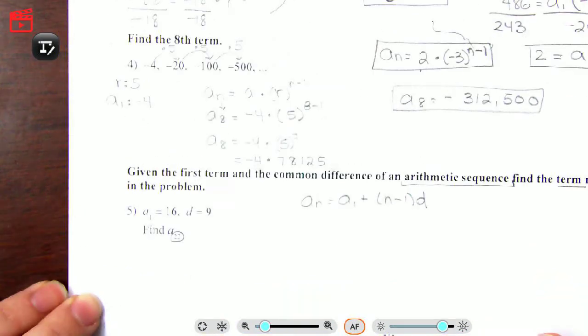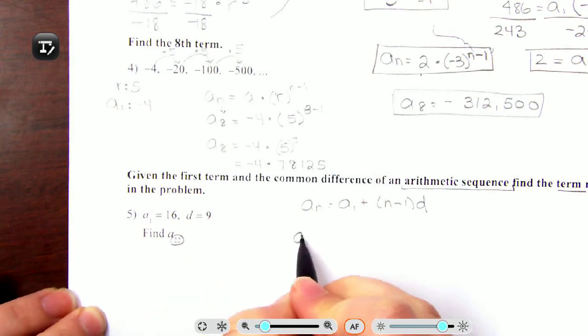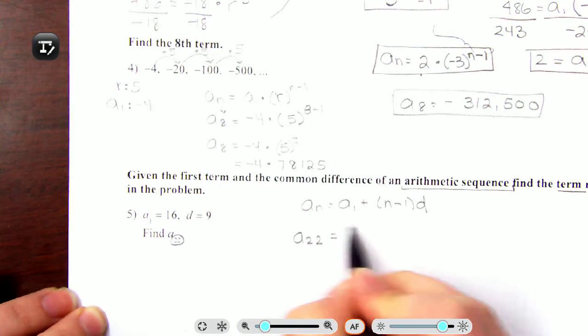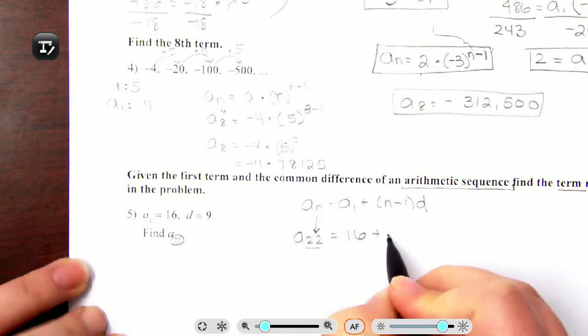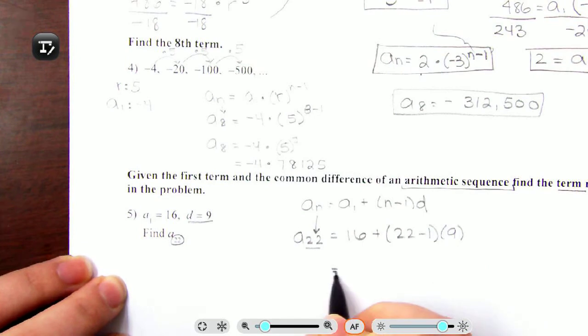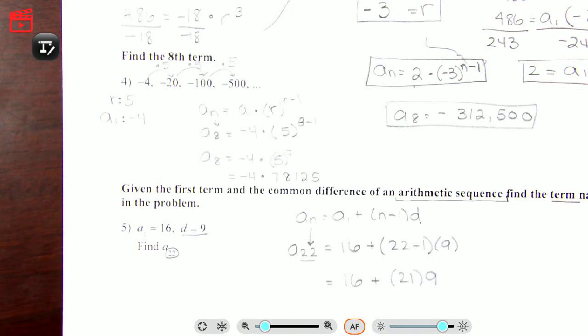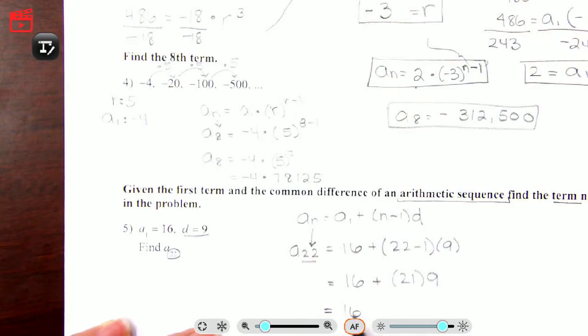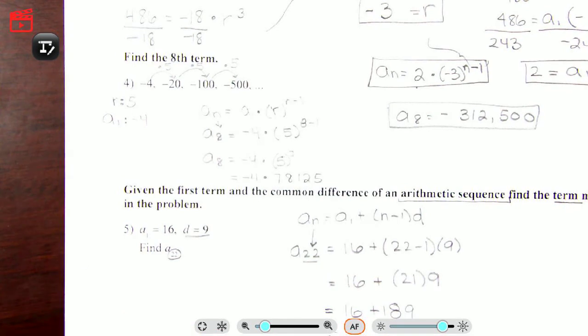So then we're trying to find a sub 22. A sub 22 is equal to a sub 1, which is 16, plus, we do know what n is, n is now 22, minus 1, and we know what the common difference is because they give us that, times 9. So 16 plus 21 times 9. 21 times 9 is 189. And 189 plus 16 is 205. So a sub 22 is equal to 205.